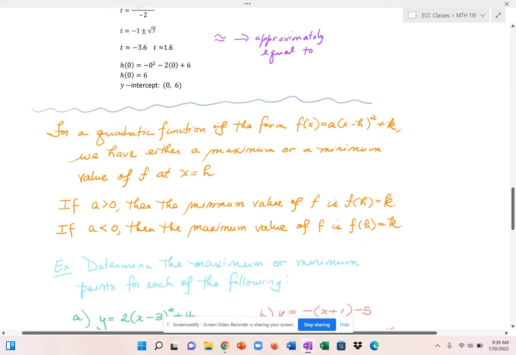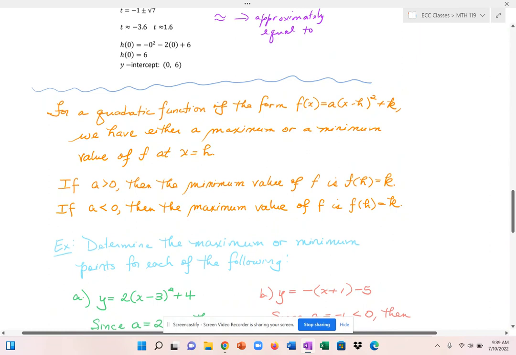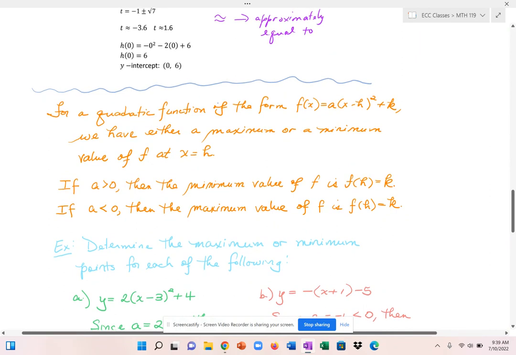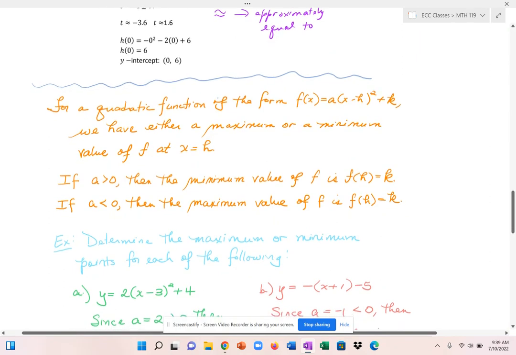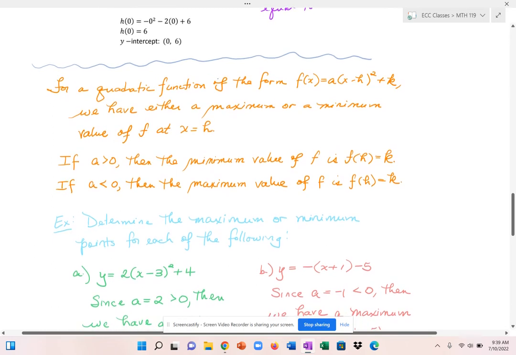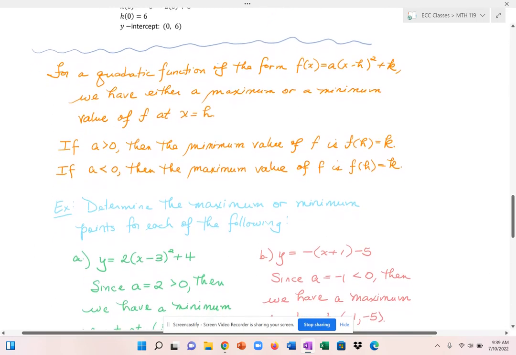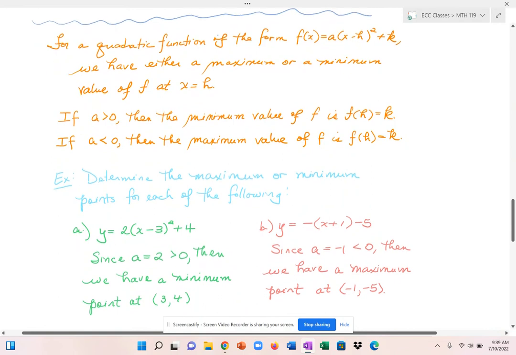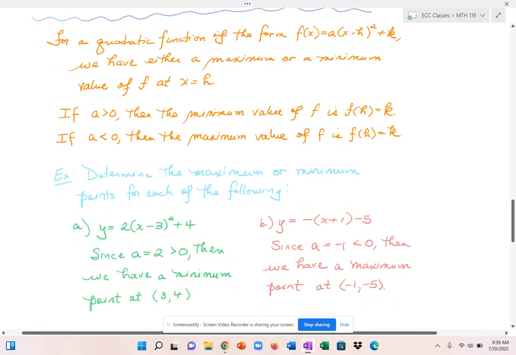Okay, so here we want to determine the maximum or minimum point for each of the following. So the one here in green, part A, says y is equal to 2 times x minus 3 to the second power plus 4. My a is 2, which is a positive number. Then we have a minimum at the vertex, which is at (3, 4). Here you were asked to find the point, so that's why I stated both coordinates.